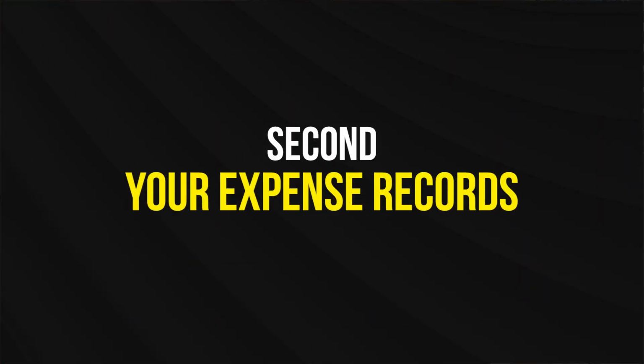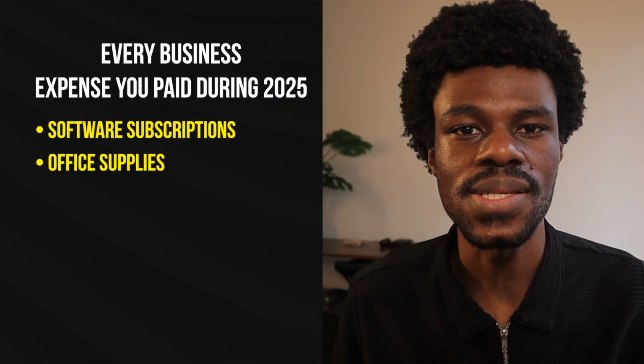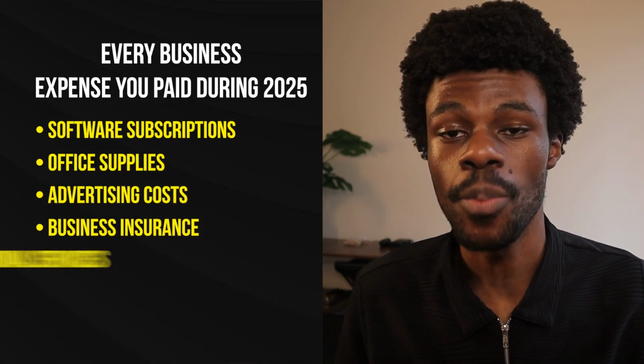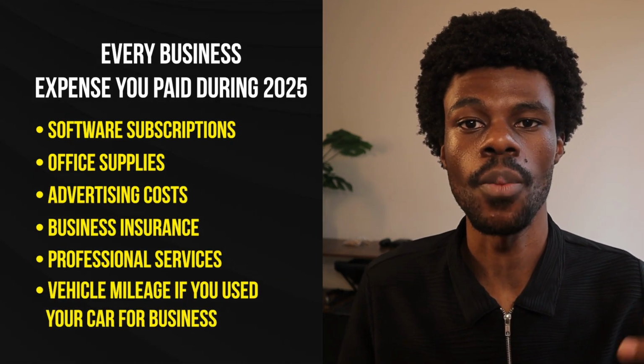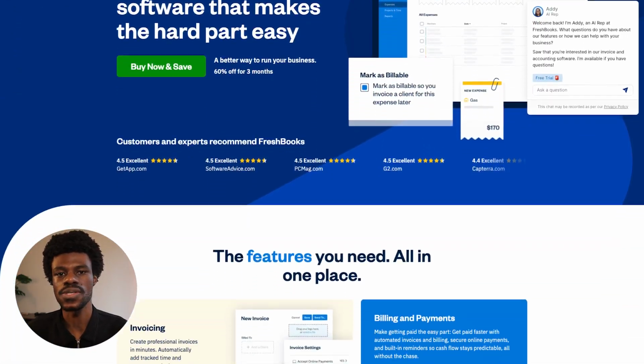Okay, now your second step is to make sure you have your expense records. Every business expense you paid during 2025, such as software subscriptions, office supplies, advertising costs, business insurance, or professional services, alongside any vehicle mileage if you've used your car for business. You need receipts of these or bank statements showing your transactions. If you've been tracking expenses in something like FreshBooks or QuickBooks throughout the year, this part will be very, very quick and honestly take you like 5 minutes to do. However, if you haven't been logging these, you're going to be going through 12 months of bank statements. So make sure that you're tracking these throughout the year to save yourself a lot of time.